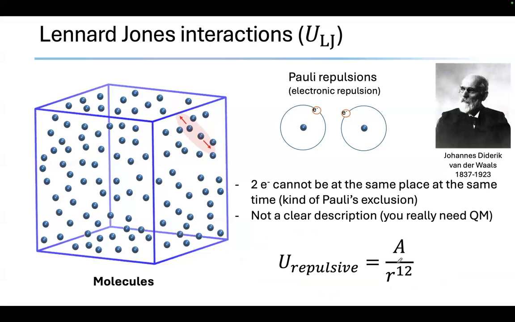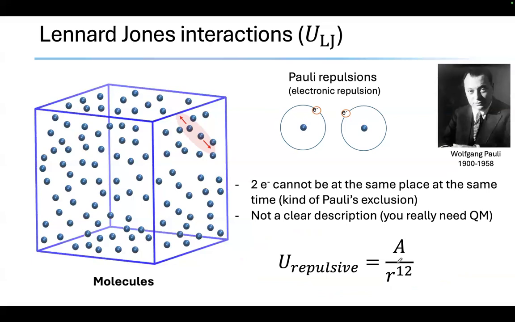It's important to note that people have used various other power laws like r to the 14 and so on. For a description of this, once again, I refer you to Frenkel and Smit. This was mainly due to Pauli, who suggested that two electrons cannot be in the same place at a given time, and there is an exclusion coming from this, which ultimately leads to a repulsive force.